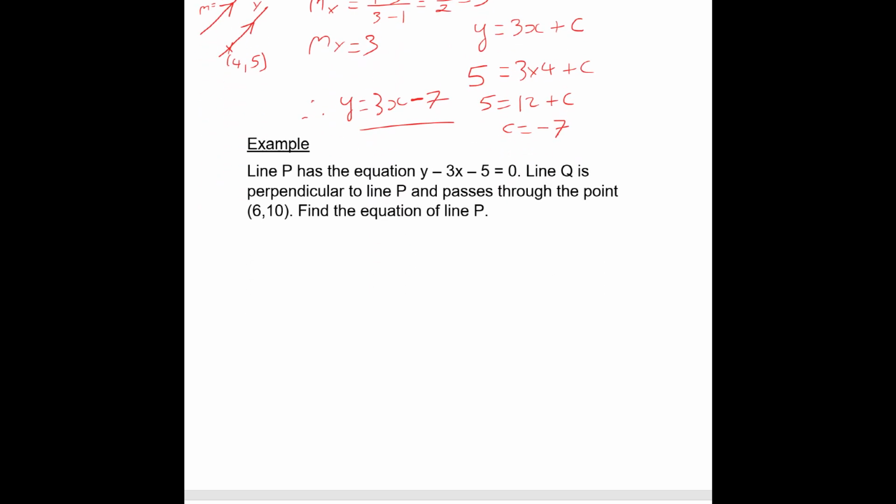And this is probably the hardest type of example they could give you. Line P has the equation y minus 3x minus 5 equals 0. Line Q is perpendicular to P and passes through the point 6, 10. We want to find the equation of line Q.